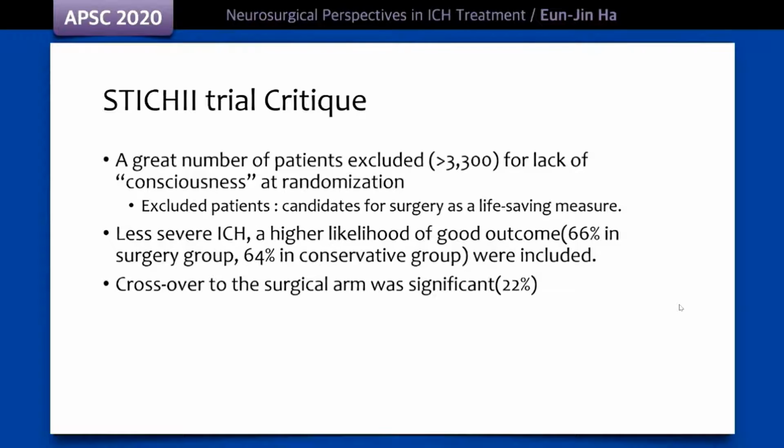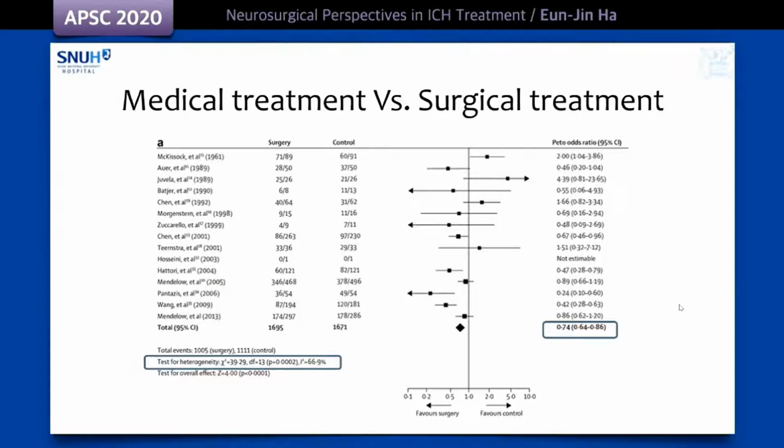Even though the Stage 2 trial was well designed, there was some criticism. Firstly, too many patients were excluded, and too-good patients were included. Lastly, there was a significant crossover from the medical arm to the surgical arm. When analyzing the results of previous RCTs using meta-analysis, it is still difficult to say that surgery is beneficial.